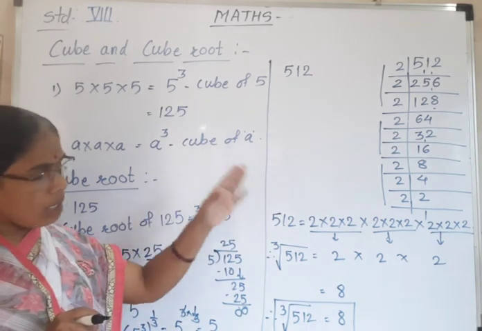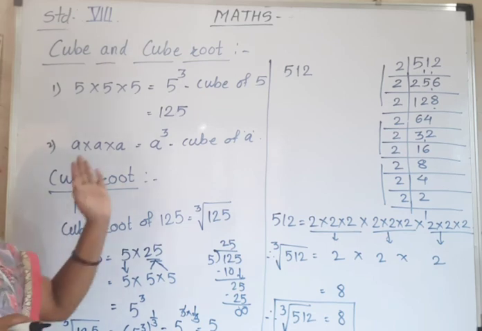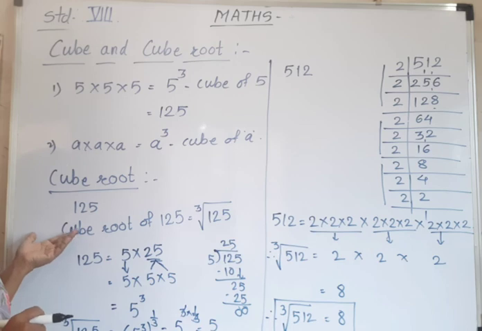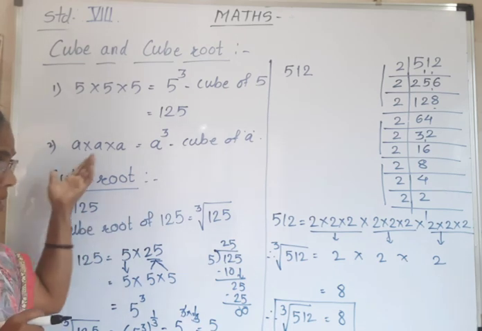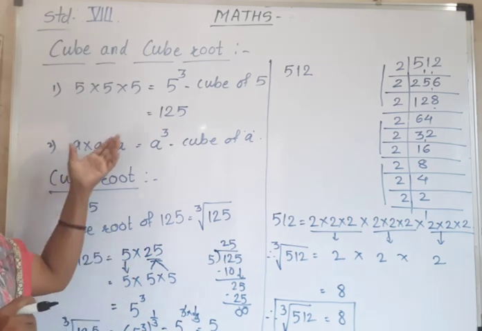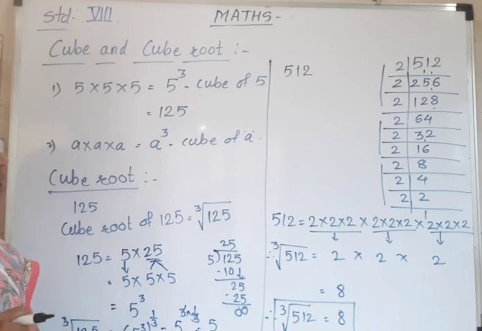So we have to use any method, horizontal method or vertical method, to find the cube root of those numbers. I hope you have understood this whole procedure, how to find the cube root or cube of those numbers. Now you have to use any method to solve these sums.